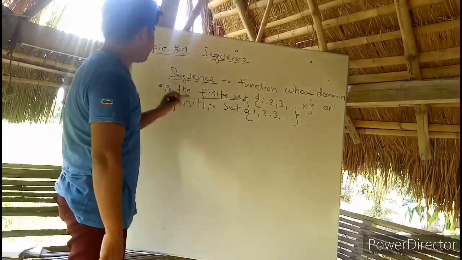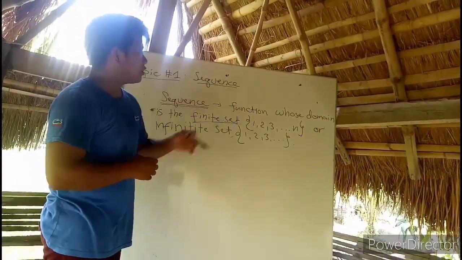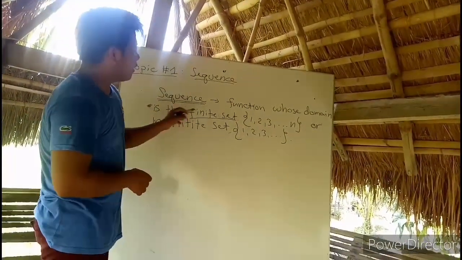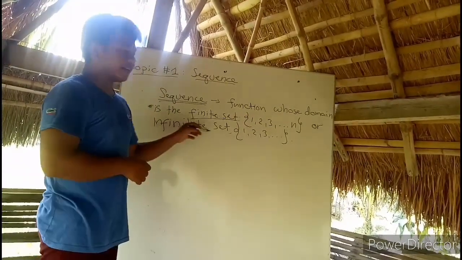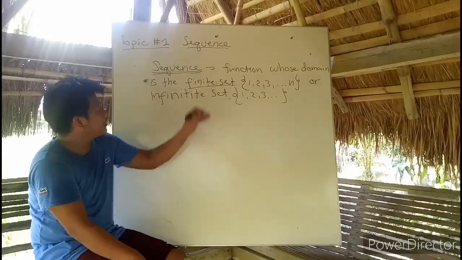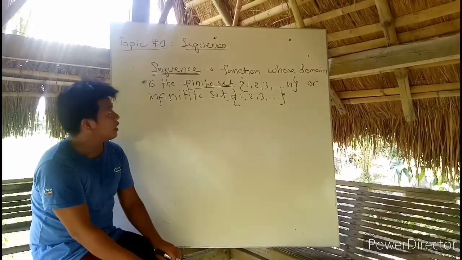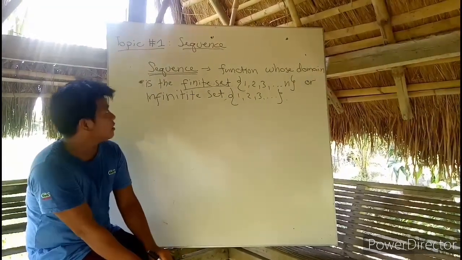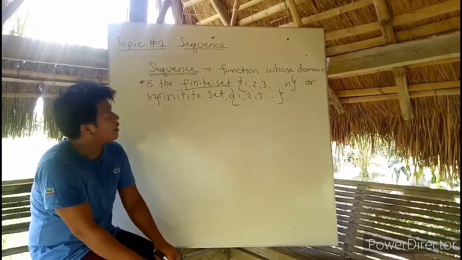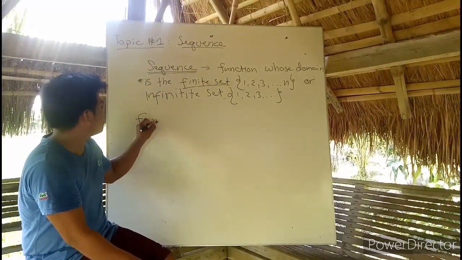So now let's give the definition of sequence. A sequence is a function whose domain is the finite set or the infinite set. For you to understand the definition of sequence, let us explain it piece by piece. So it says here, a sequence is a function. So what is function?